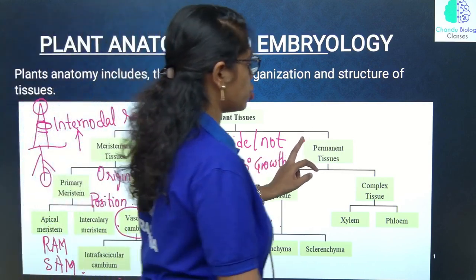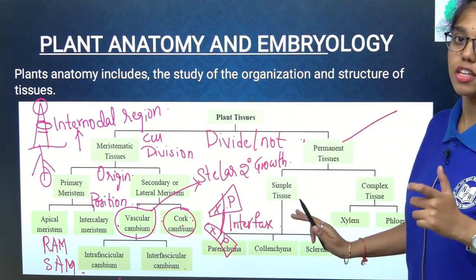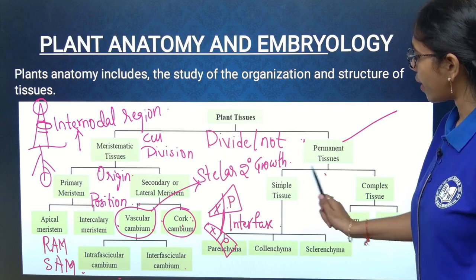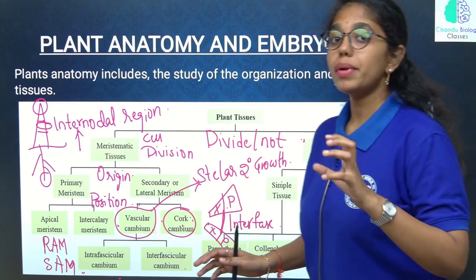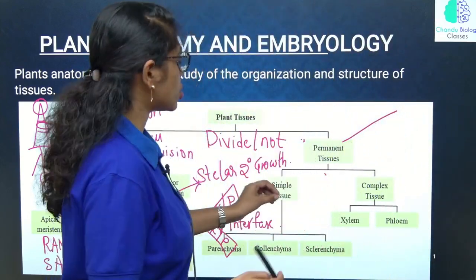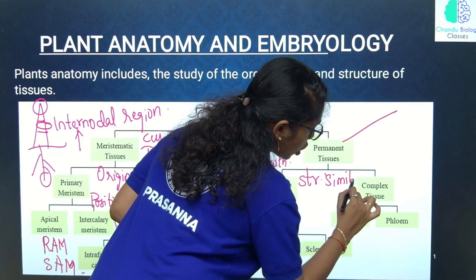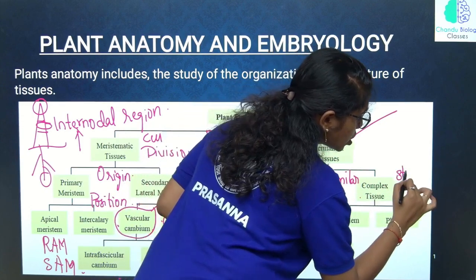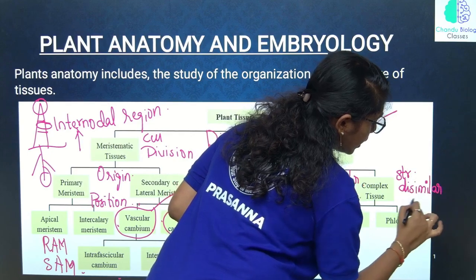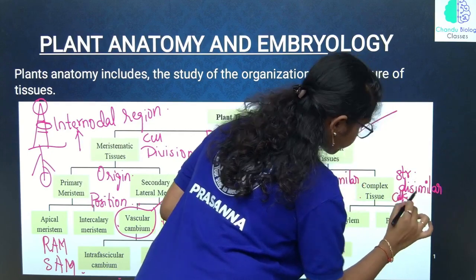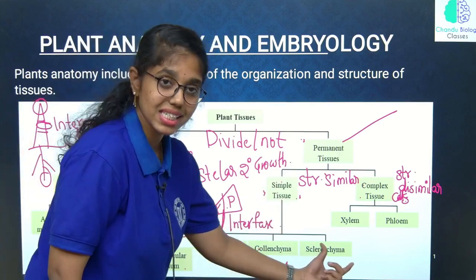Coming to permanent tissues, all the permanent tissues have specific functional role and they are classified based on their cellular composition. Simple permanent tissue has all the cells which are structurally similar. Complex tissue has structurally dissimilar cells. Simple permanent tissue can be of parenchyma, collenchyma and sclerenchyma.